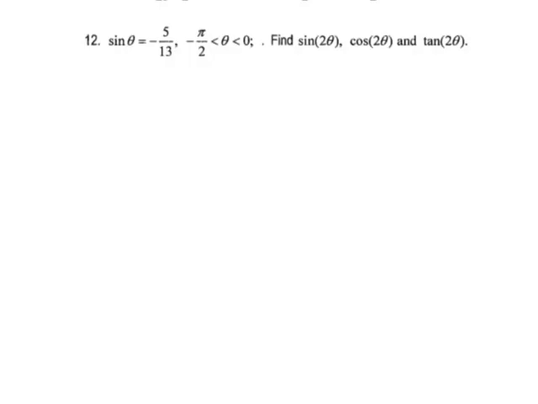For number 12, we're asked to find sine 2 theta, cosine 2 theta, and tangent of 2 theta. And if you look at the information that you're given, you can tell that it's going to be one of those right triangle problems where you're going to have to draw the right triangle yourself. You want to look at this bit of information here to see what quadrant to draw that in. Since theta is supposed to happen between 0 and negative pi over 2, that means that this triangle is going to end up being in the fourth quadrant.